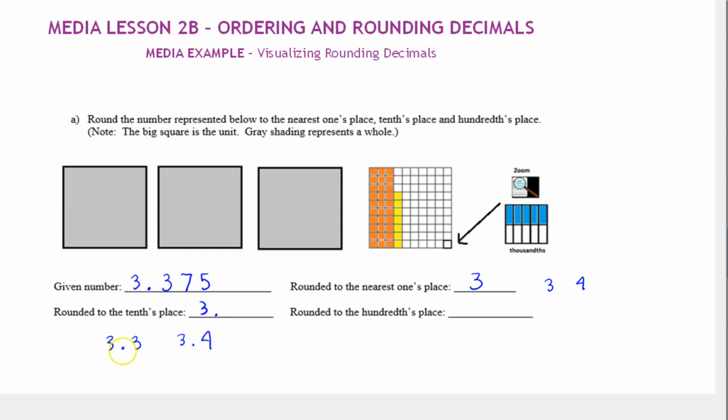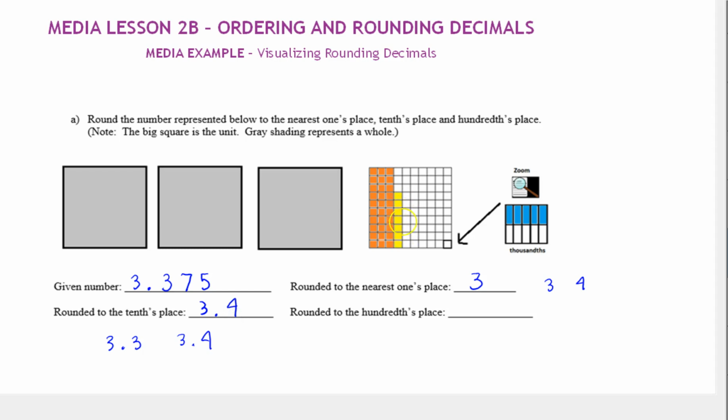So our number lies between 3.3 and 3.4, and we want to know which it's closer to. Well, 3.3 would be just the 3 orange strips. We'd get rid of these 7 hundredths. And 3.4, we'd need 3 more hundredths. So this is more than halfway on its way to another full tenth. Okay, so we have 7 hundredths. We'd only need 3 more to make a tenth. We need to take away 7 to make 3 tenths. So it's closer to 4 tenths. So to the nearest tenths place is 3.4.